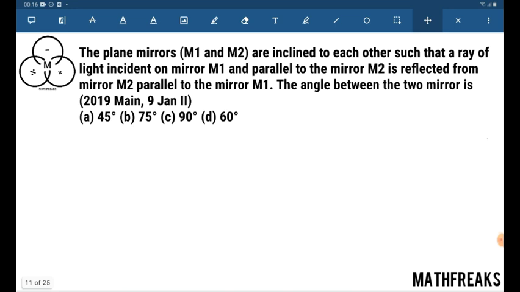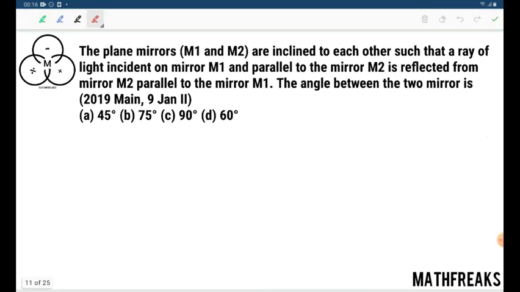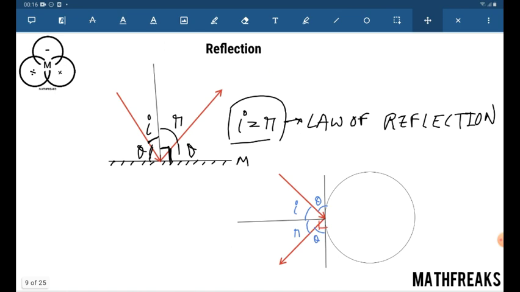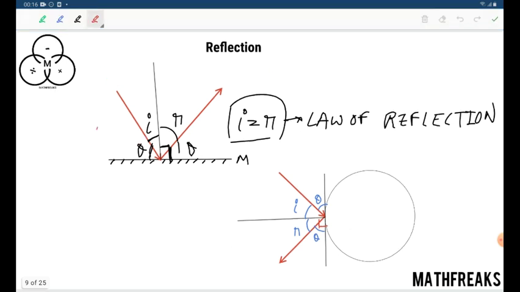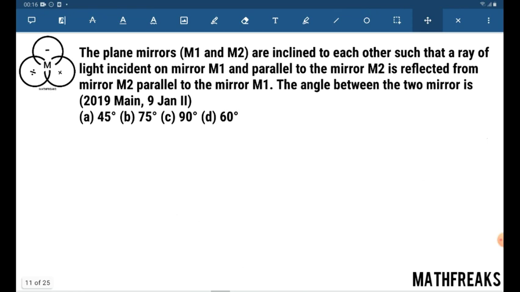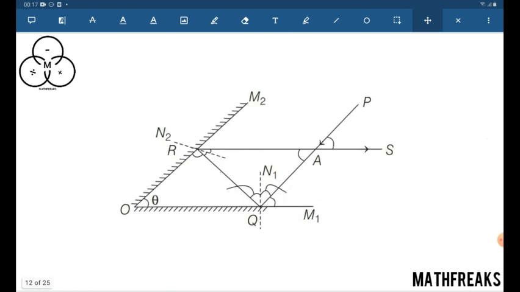Another question, also a simple angle chaser. What we need is simply the diagram and very simple law of reflection, that too about the plane mirror only. We do not need to consider the circle. Let's solve this problem. So this is the figure inclined to each other.